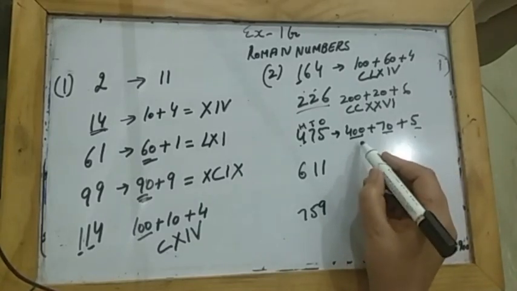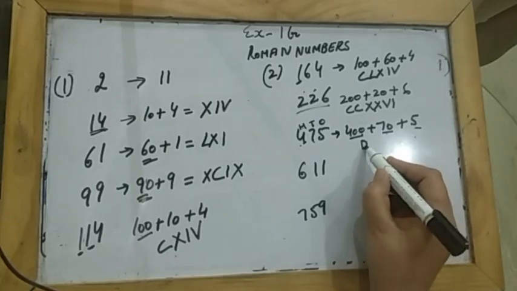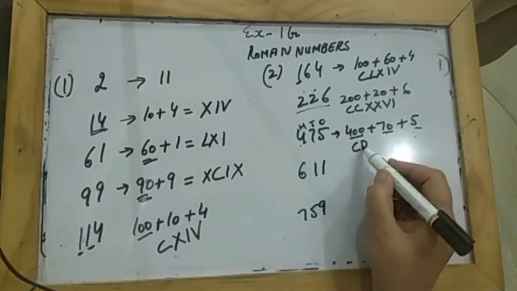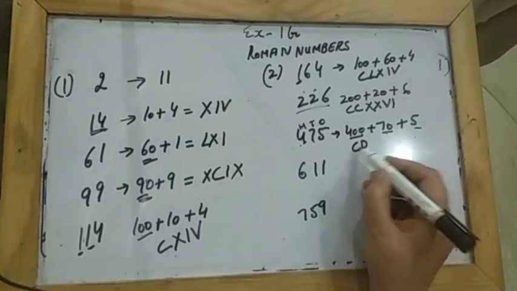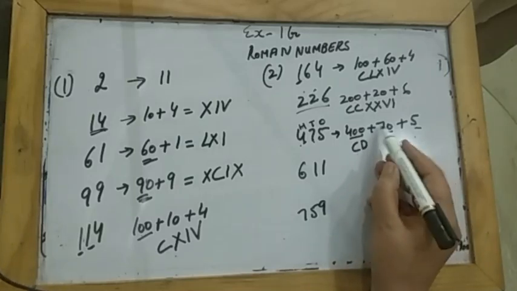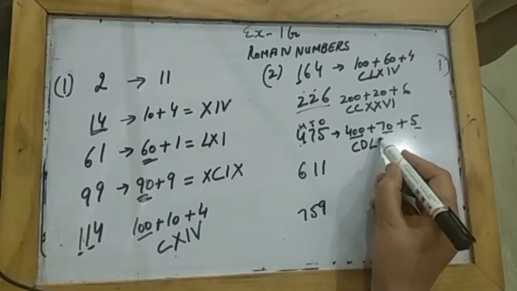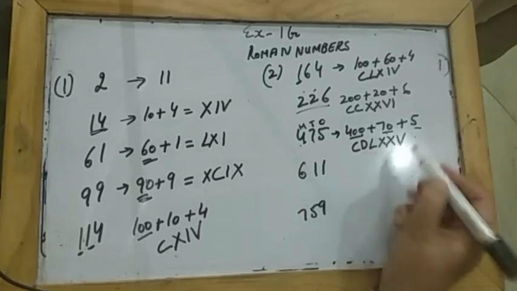So 400, how do you write 400? D, 500 at the back of D. If you put C, this becomes 500 minus 100. This is the symbol of 400 plus 70. How do you write 70? 50, 60, 70. And how do you write 5? Like this.